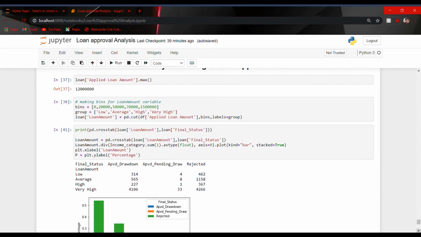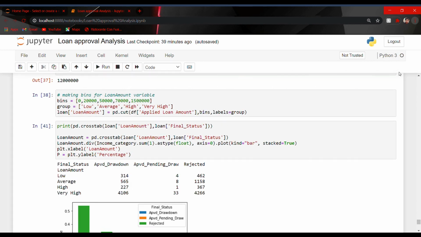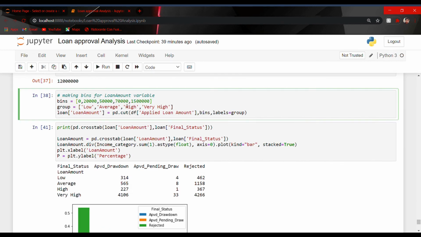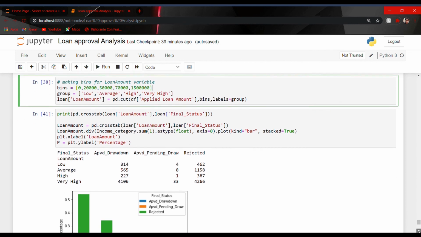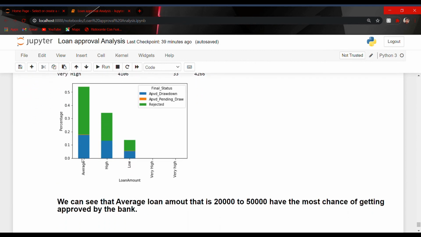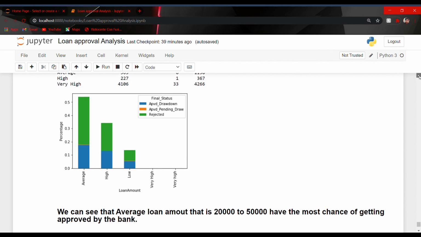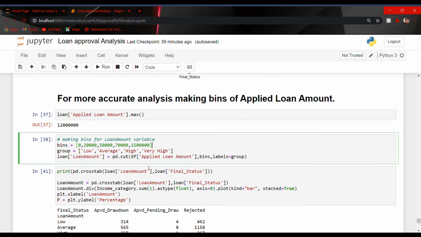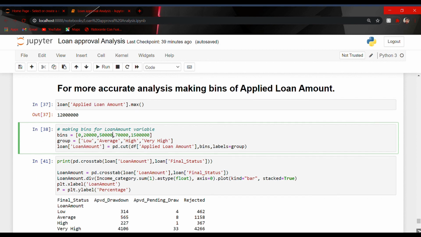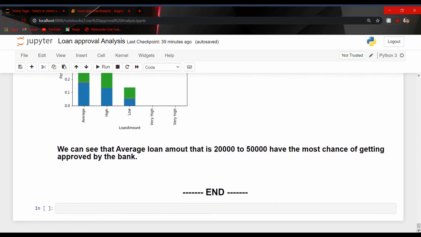Now again I have used binning so that I could categorize the loan amount applied by the person into 4 categories, that is low, average, high and very high. You can see how I have categorized it. Then this is the visualization part of it. You can see that the persons who have applied for a loan with an amount between 20,000 and 50,000 have had their loan accepted by the bank in most of the cases.